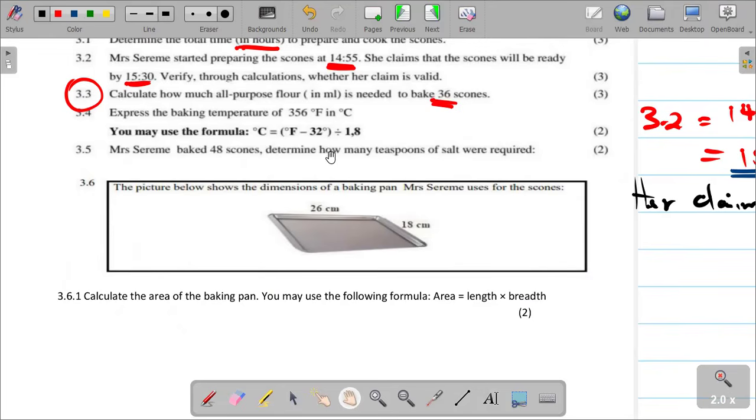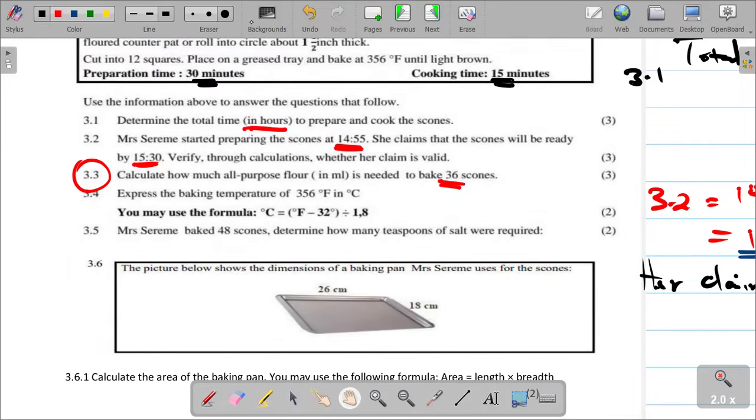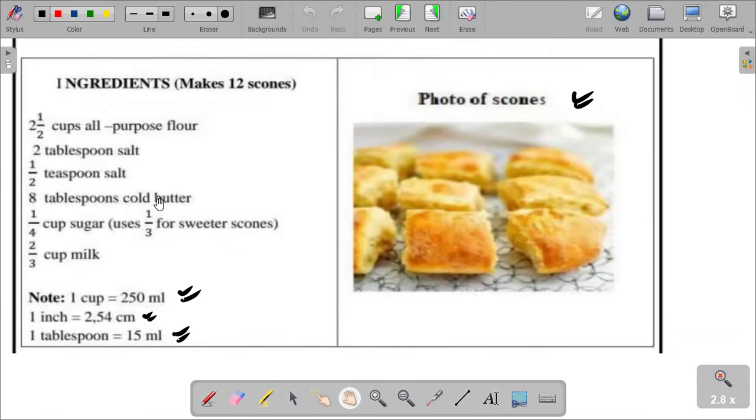We must just go to this question and then look at it like this. We are told that we have to use our formula there. All-purpose flour gives us 2.5 cups, and then we want to see how many scones will be made there.